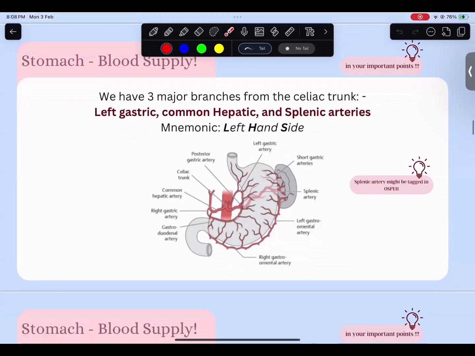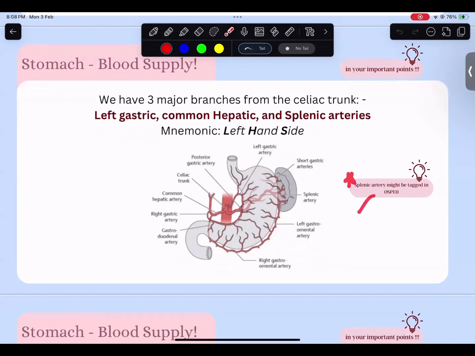Okay, super important point. Super important, guys. The splenic artery always comes up. It's a very beloved question of the professors. So you can see here, the splenic artery goes behind the stomach.